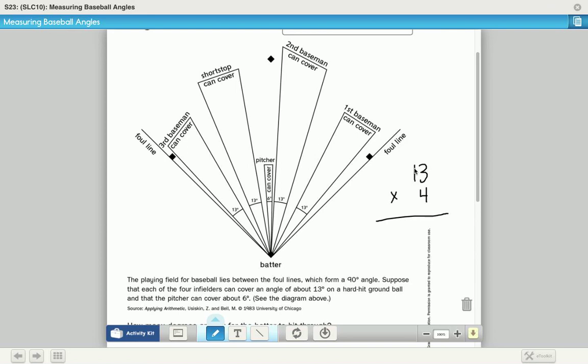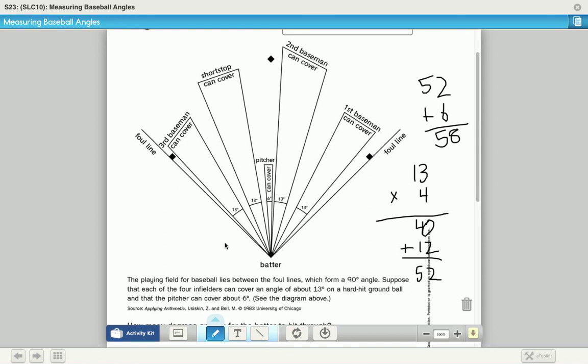So 13 times 4, 10 times 4 is 40, and 3 times 4 is 12. I'm going to use my partial products here. So 52 degrees is what the first, second, third, and shortstop can cover. And then we have the pitcher that can cover 6 degrees. So that's a total of 58 degrees between all of our infielders.